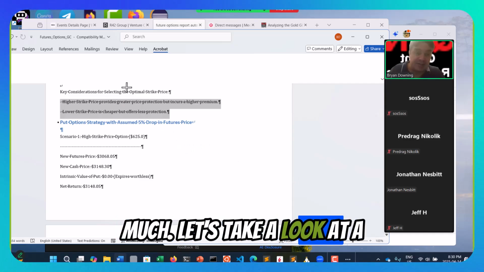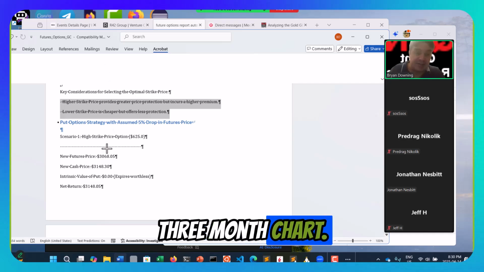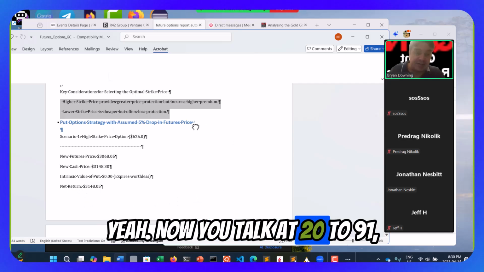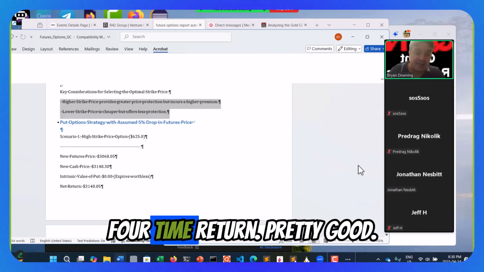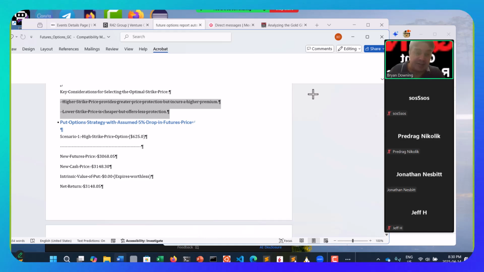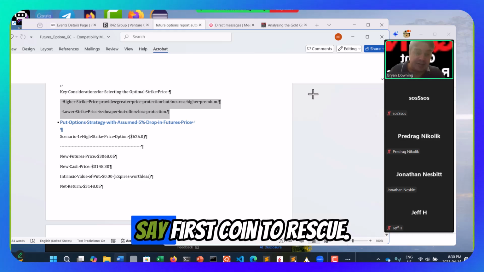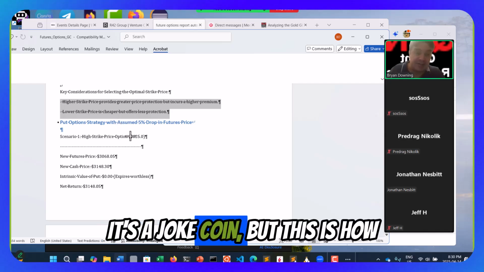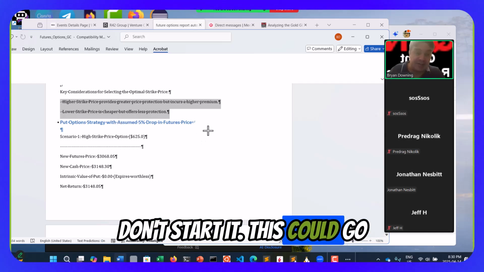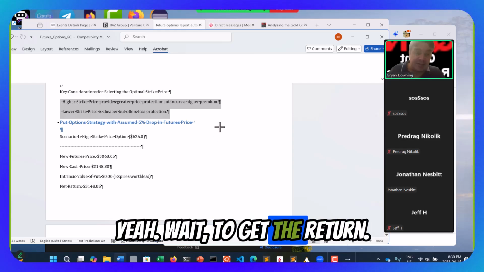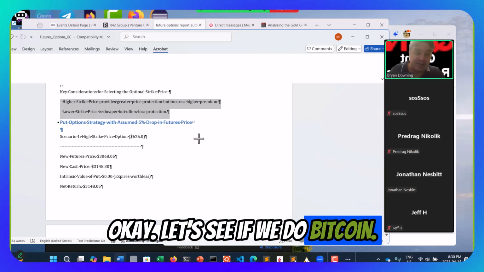Let's take a look at a 3 month chart. Yeah, now you're talking. 2091, 4 times return. Pretty good. Fartcoin. I would say, yeah, Fartcoin to the rescue. It's a joke coin, but this is how Doge started. This could go to the moon. Okay, let's see, 400% return.